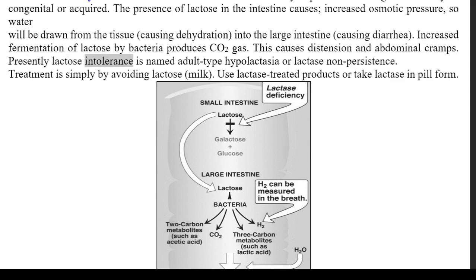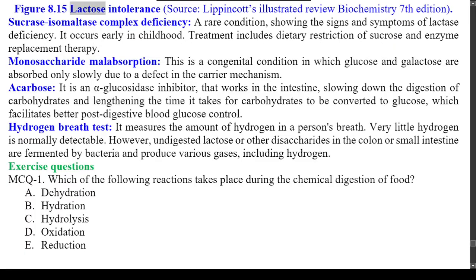This causes distension and abdominal cramps. Presently lactose intolerance is named adult-type hypolactasia or lactase non-persistence. Treatment is simply by avoiding lactose, milk. Use lactase-treated products or take lactase in pill form. Figure 8.15 Lactose intolerance. Source: Lippincott's Illustrated Review Biochemistry, 7th edition.